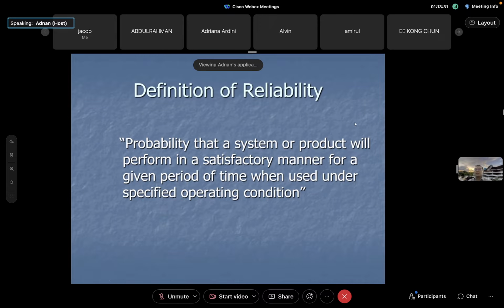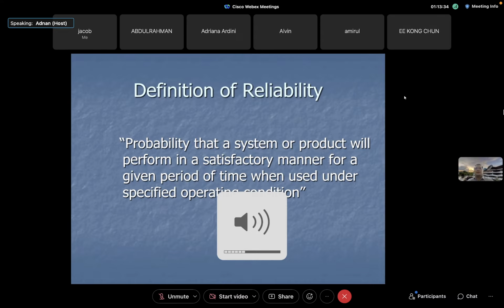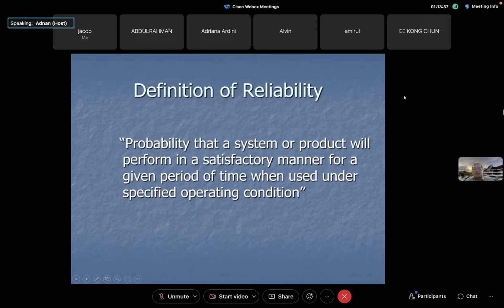Okay, reliability. What is the definition of reliability? In the past, I mentioned to you that reliability, quality, maintenance, all these are related. So when we are talking about reliability, we are concerned about the future of a system or products. It is related to probability, kebarangkalian, that the system will perform or function in a given period of time.